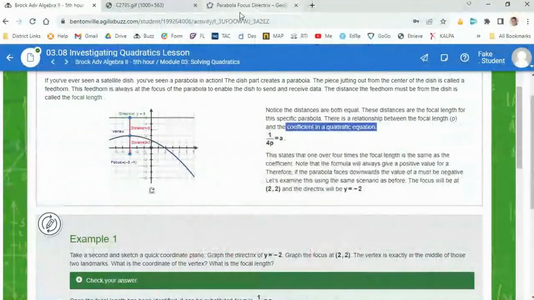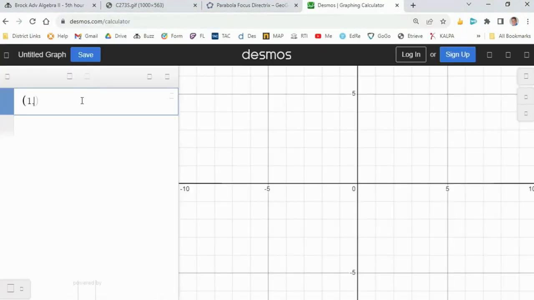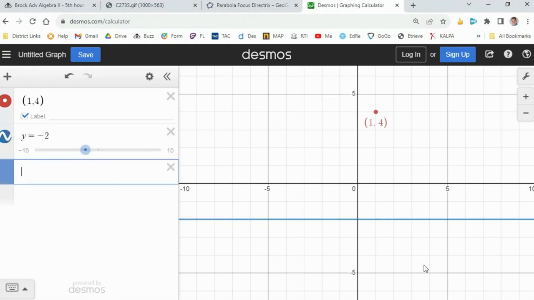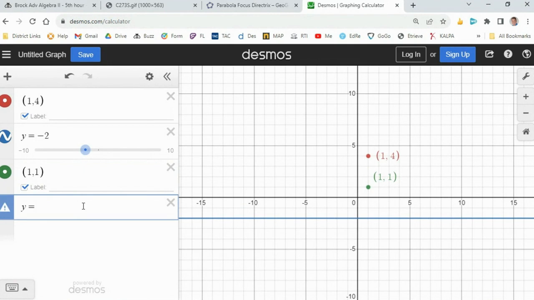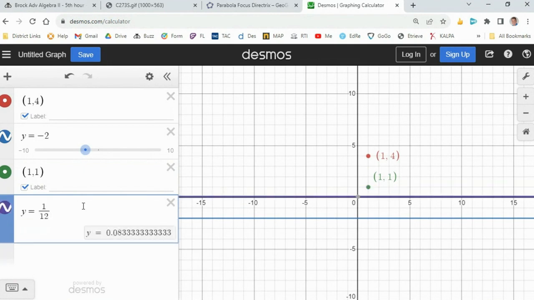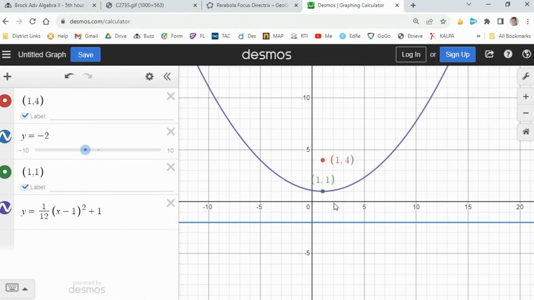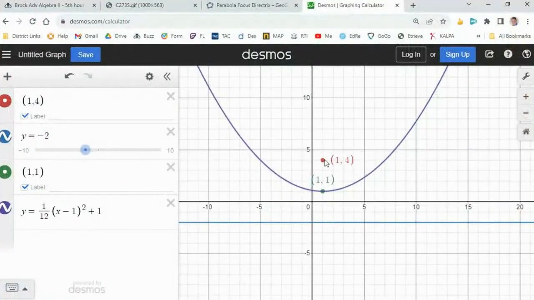Let's put that on Desmos and see how that looks. See if it looks about right. So the focal point was at (1, 4). Let's label that. The directrix was y = -2. So that's that blue line there. Our vertex is at (1, 1). Let's label that. Let me zoom out a little bit, give us a little room. So we said the equation is y = 1/12 times (x - 1) squared plus 1. So there is the parabola, and that looks pretty close to what we had on our paper. Pretty close. If we look at this point, and let's say over here at -5.